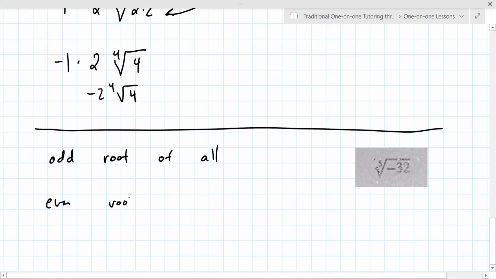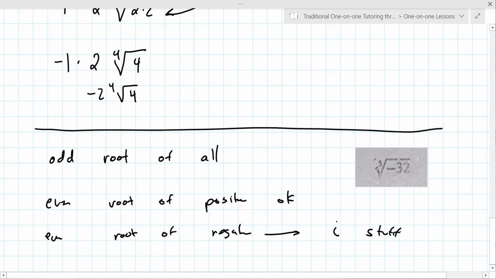Even root of positives is okay. The even root of negatives, that's when you get the i stuff. Because this is a 5th root, you're good. You can do that because you can take the odd root of everything. So let's talk about what that means.